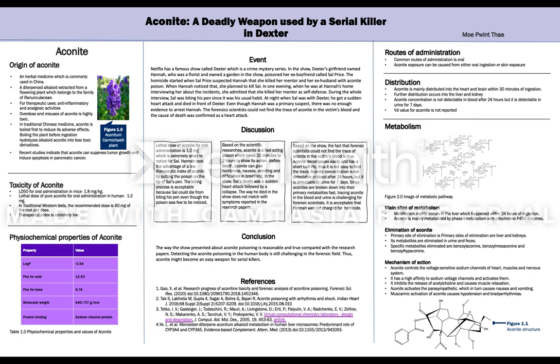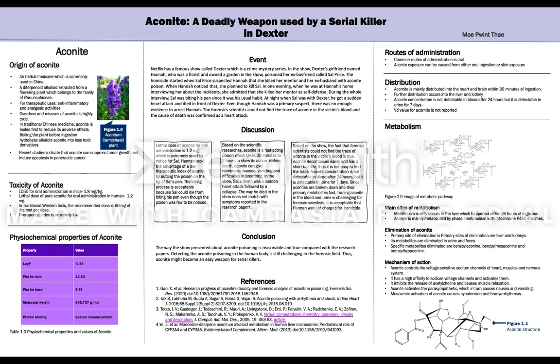So let's talk about the toxicity of aconite. LD50 of oral administration in mice is 1.5 milligram per kilogram, and the lethal dose of pure aconite for oral administration in humans is 1 to 2 milligram. It is very small. In traditional Western texts, the recommended dose is 60 milligram of root part. Therapeutic index is not reported, but it is reported to be very low.